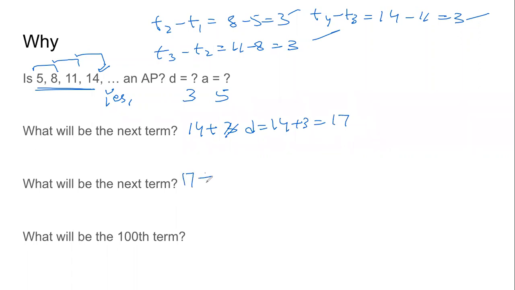Very good. We will add 3 to 17, which will become 20. What will be the term after 20? You have already answered. 20 plus 3 equals 23. But if I ask you, what is the 100th term? We will have to keep on adding 3 to the previous term, continuing till we get the 100th term.